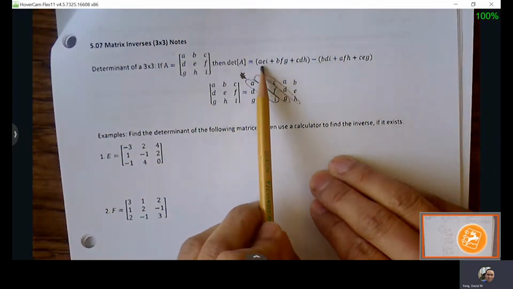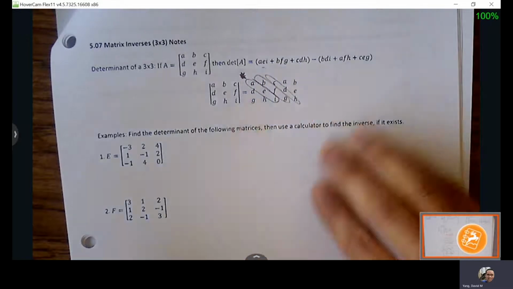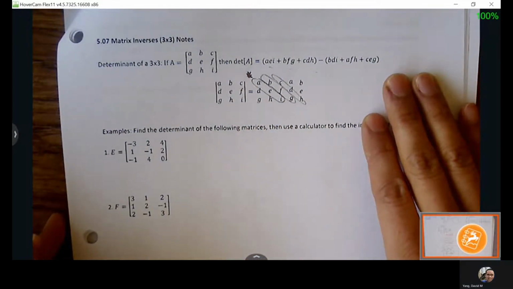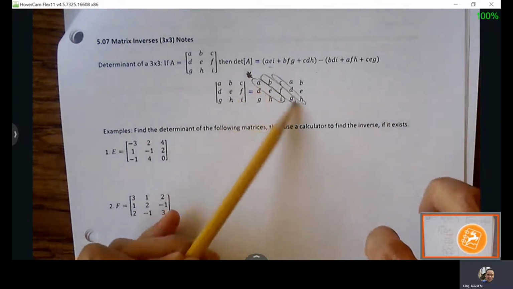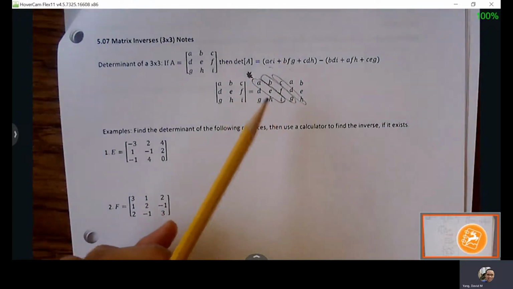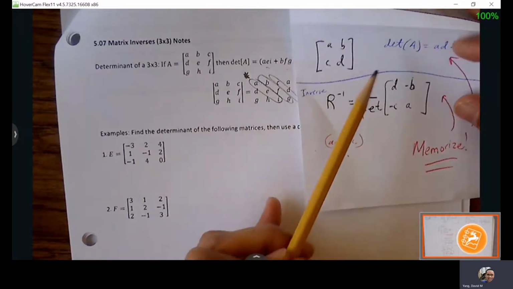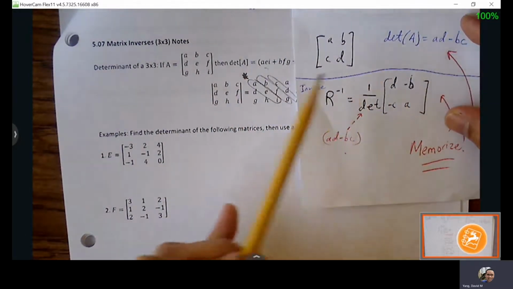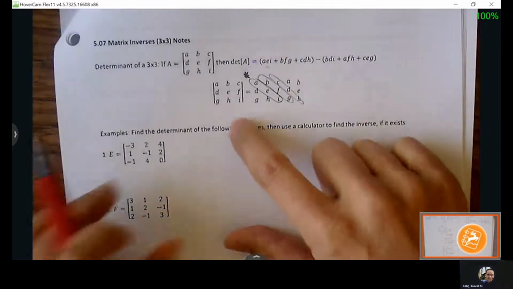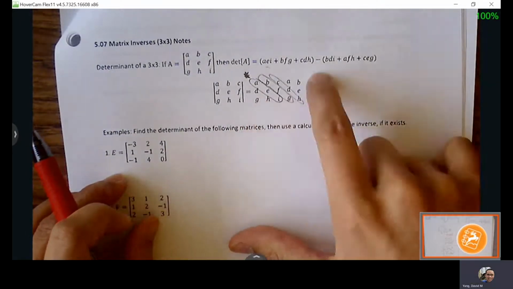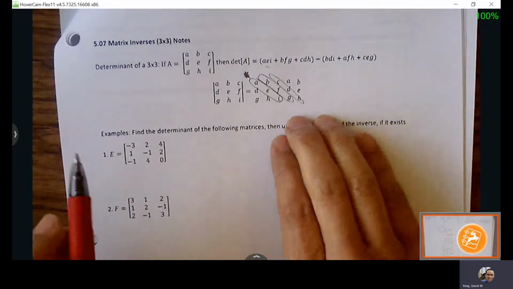Okay, we're just going to be multiplying and adding all those products together. So think of this as your, quote unquote, AD, because for a 2x2, all we have to worry about is multiplying A and D together. And then the other direction of diagonals, we're going to be subtracting those.